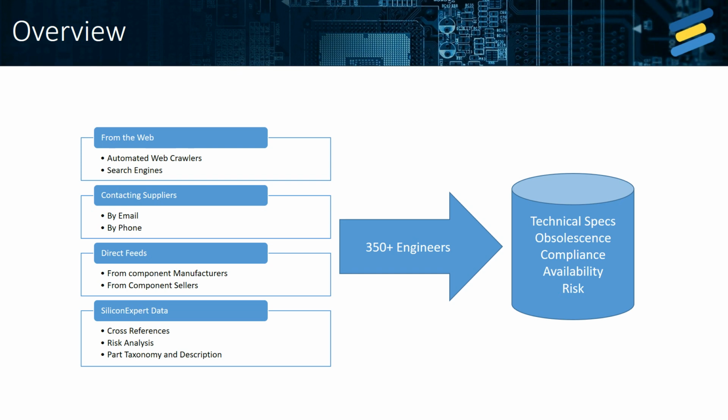But Silicon Expert themselves are considered a source of data. We generate cross-references between parts and find form-fit-function relationships between them based on their technical specs. We do risk analysis based on shortages and historical events, and we do our own normalized part taxonomies and part descriptions. These four sources of data constitute the raw material that our engineers use to power our different services that Silicon Expert provides, including the technical specs, obsolescence management data, compliance to different regulations, availability and pricing and stock levels, and risk management tools.